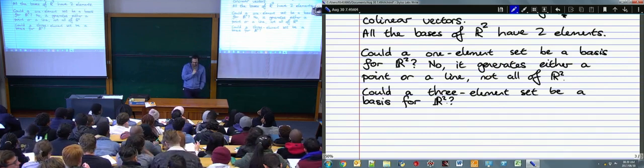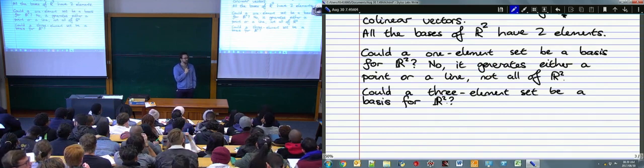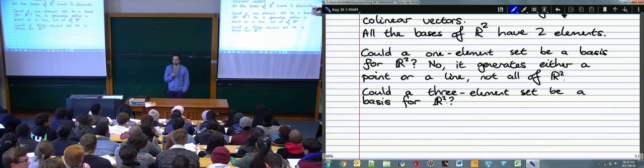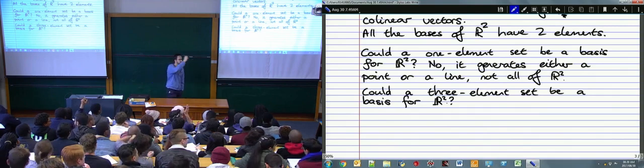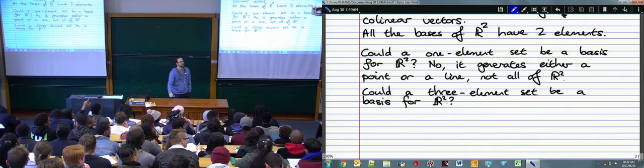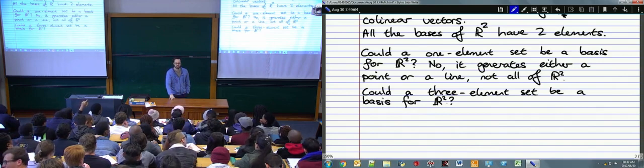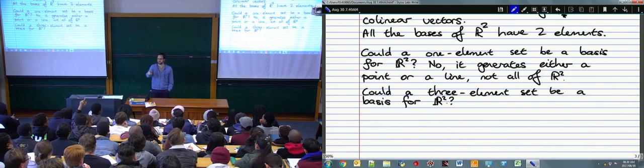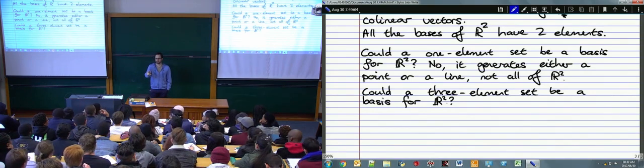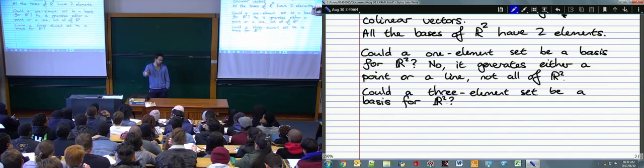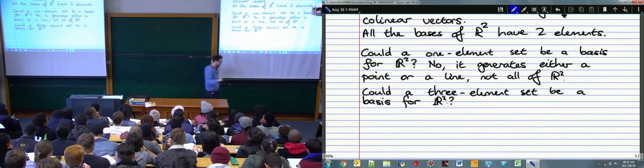Okay, sure. So a three-element set is going to be linearly dependent. Why? Because if the other two elements can generate the whole R2, then they can generate the third element. Okay, sure. That's the right sort of idea. Two could be a linear combination of the others. That's exactly right. Okay, so that's maybe the easiest way to see it.